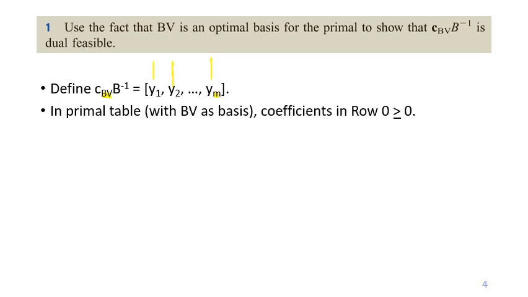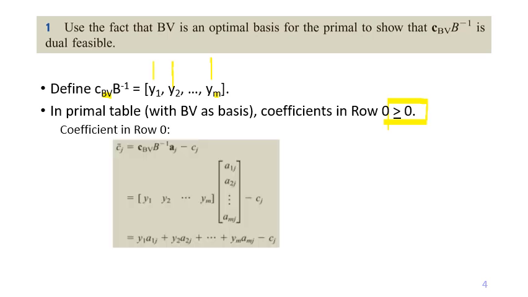Then in the primal table, if you remember, if you have a maximization problem and you solve it with simplex, then the coefficients in row 0 are all greater than or equal to 0 in the optimal table of the maximization, right? And if you recall the formula to compute the coefficient in row 0, the formula is CBV B inverse Aj minus Cj. This is our CBV B inverse that we defined, this is our Aj, and Cj is the cost of the variable j. If we do the matrix multiplication, we have this result.